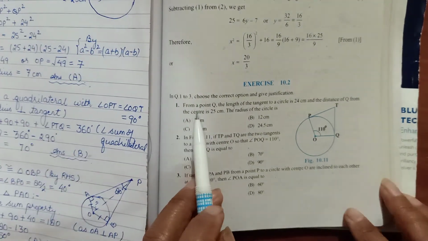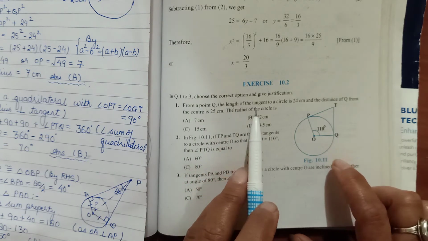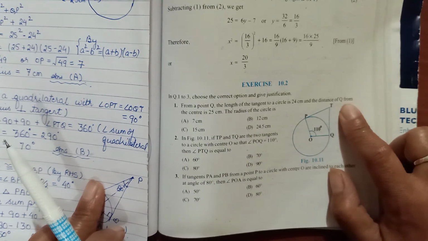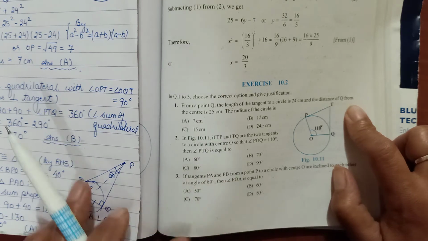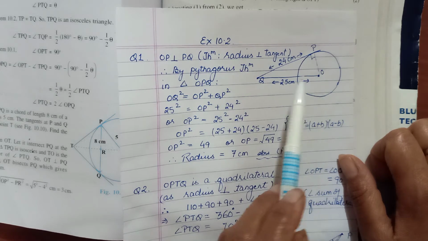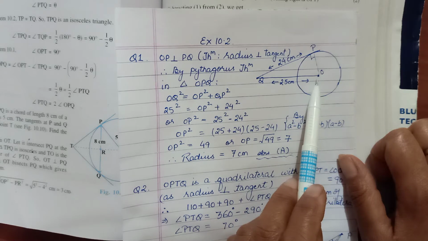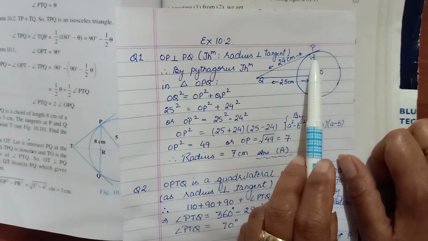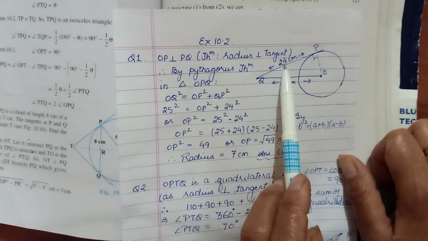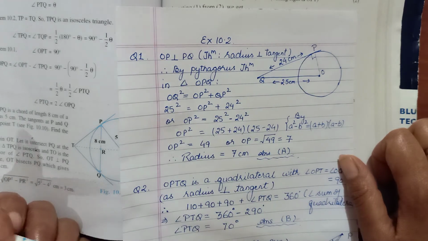So here there's a question saying that from a point Q, the length of the tangent to a circle is 24 centimeters, and the distance of this point Q from the center is 25. So here I have drawn a figure for that. This is a circle with center O, some point Q, which is 25 centimeters from the center, it was said, and the length of the tangent. So if QP is the tangent, this length is 24. They are asking you to find the radius of this. That means you have to find OP. Get the question?